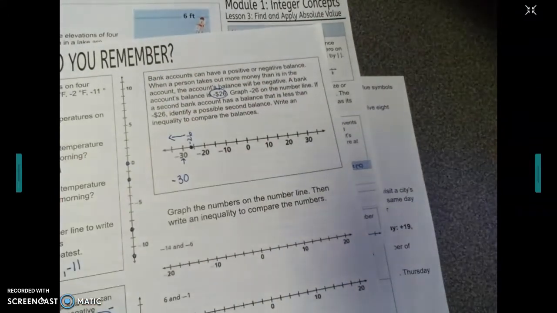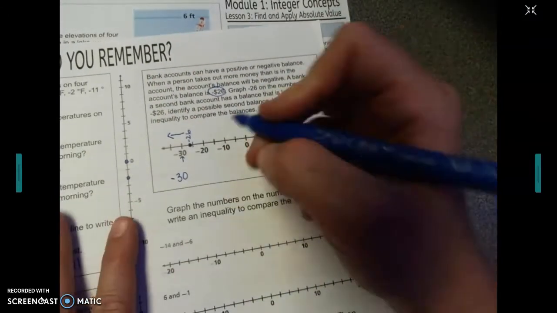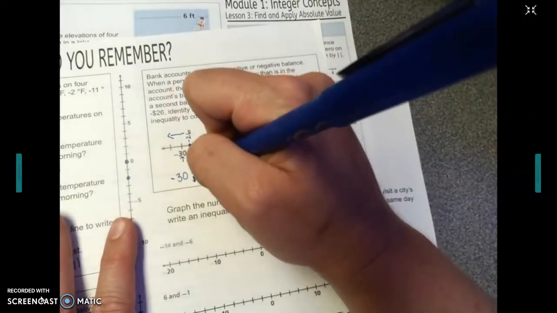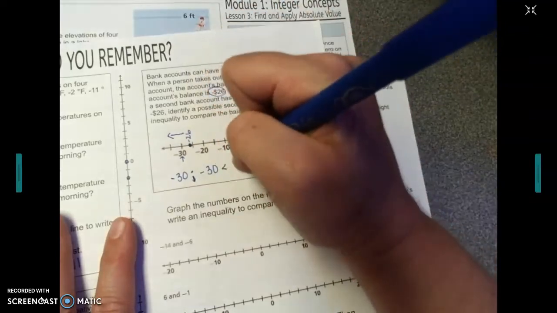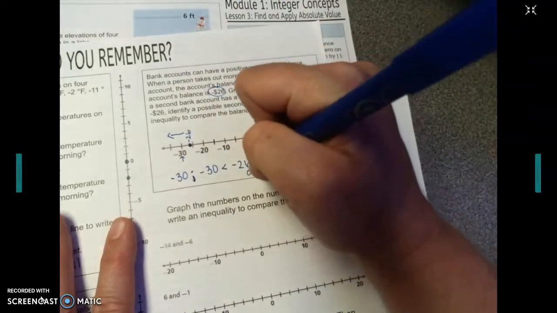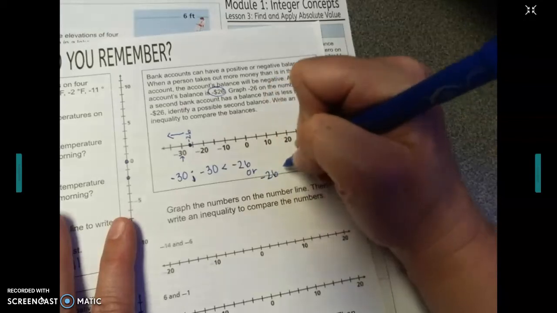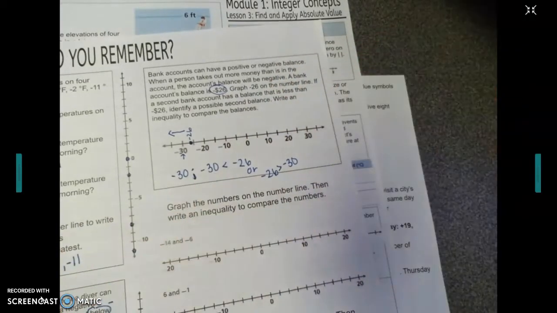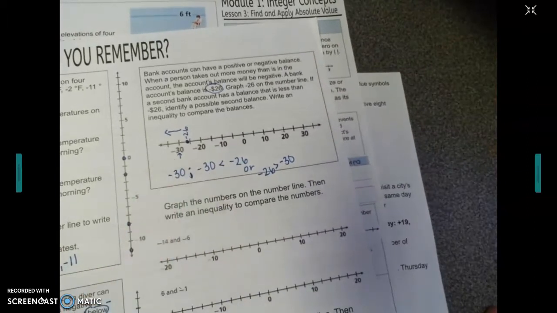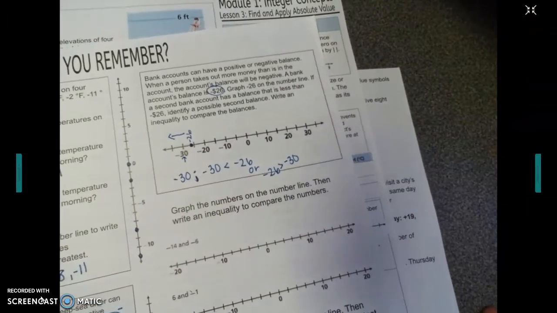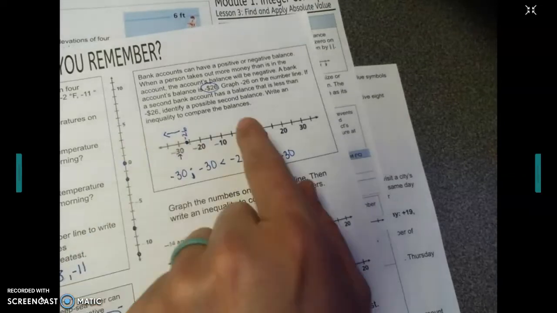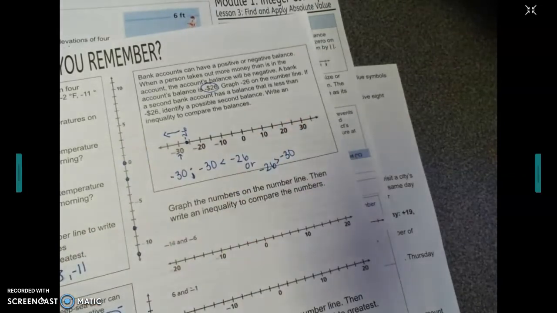And then we're going to write an inequality to compare the balances. So I can have -30 is less than -26, or you could have -26 is greater than -30. Now, you didn't have to pick 30 there. You could have had a different number. You could have had -27. You could have -45. Just any number that's on the left-hand side. None of these numbers over on the right-hand side.